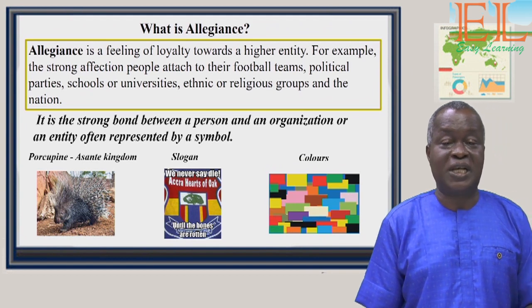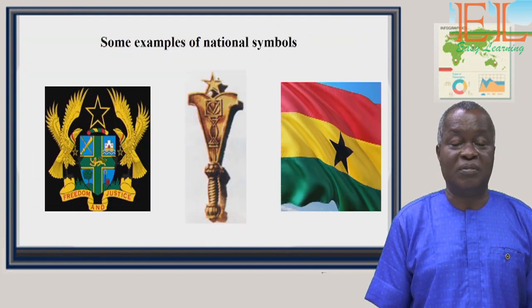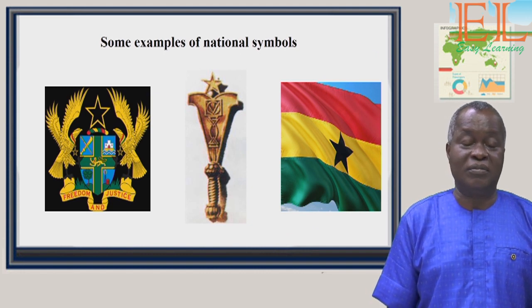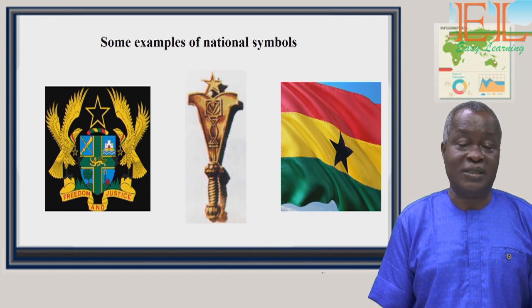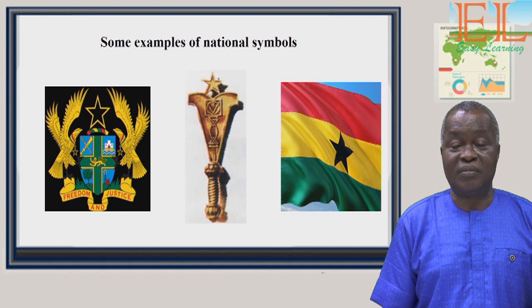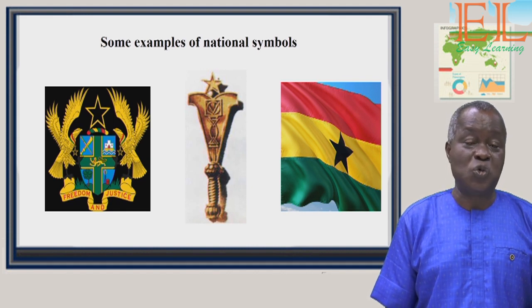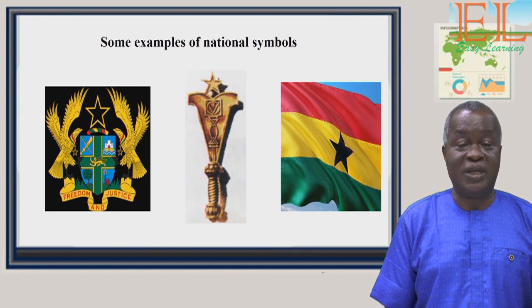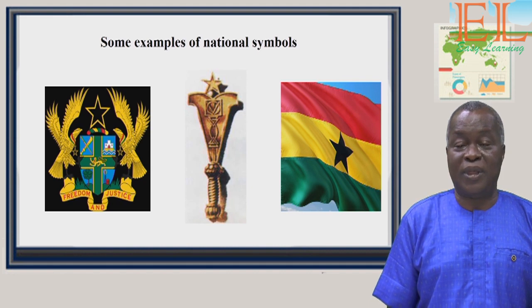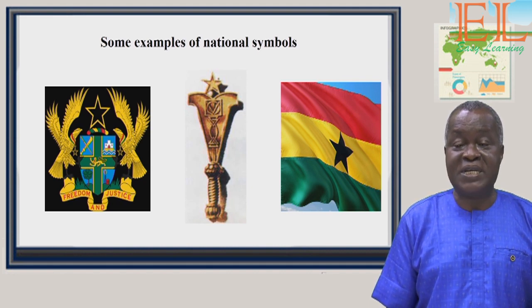We come to examples of the national symbols. First, we have the coat of arms. When you look at it, we find the Black Star, we have eagles, and then freedom and justice. The second one is the state symbol, which is usually used when the president is being sworn in every 4 years. Finally, we have the Ghana flag.